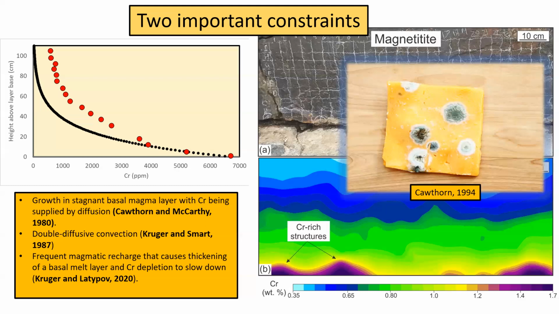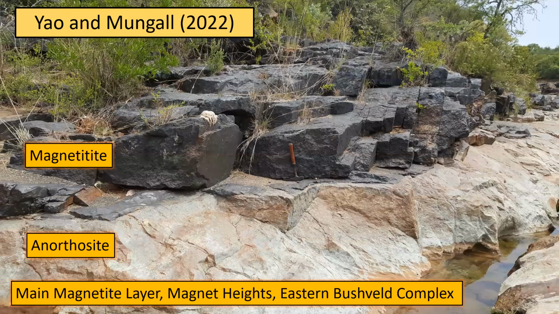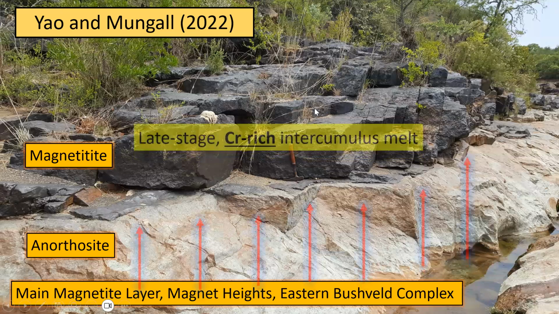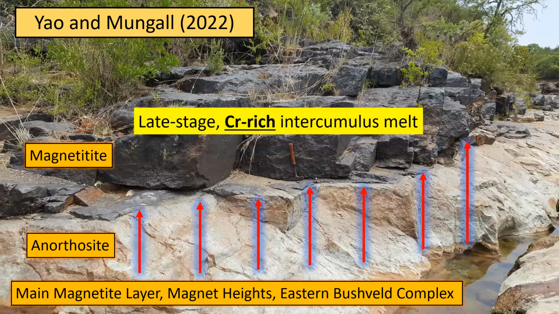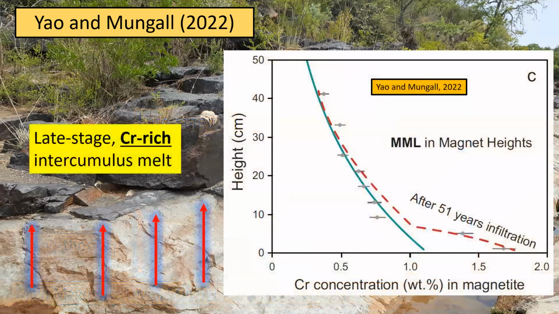So this was the case for all the models until very recently, when Yao and Mangel proposed a really fascinating alternative. What they suggested is that these features are actually produced by late-stage chromium-rich intercumulus melts moving upwards. So they propose the magnetitite layer can form by crystal settling, and then you produce a chromium concentration along this blue line that matches that of fractional crystallization.